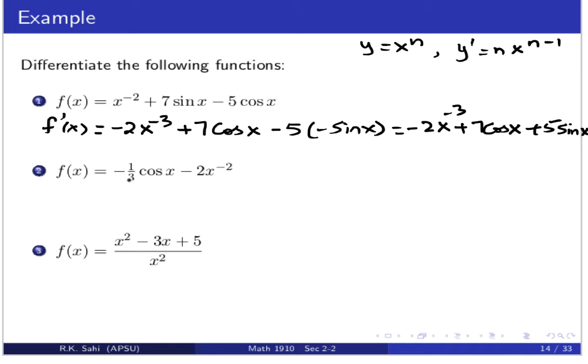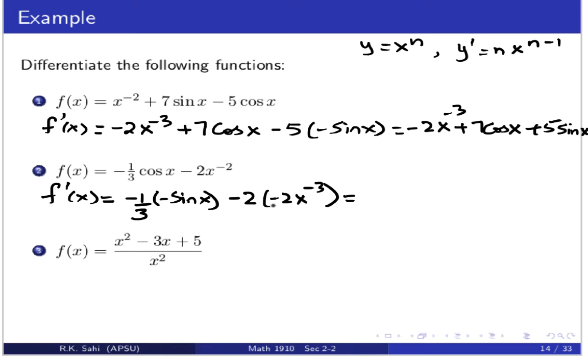F of x is negative 1/3 cosine x minus 2 x to the power minus 2. We want to take the differential of this function. Now minus 1/3 is your constant, you keep that out. You take the differential of cosine x, which is negative sine x. Now remember the next expression, negative 2x to the power minus 2. So negative 2 is a constant. And the differential of x to the power minus 2 is what? Negative 2 times x to the power negative 3. Let's clean it up and write it nicely. So it's 1/3 sine x plus 4 times x to the power minus 3.